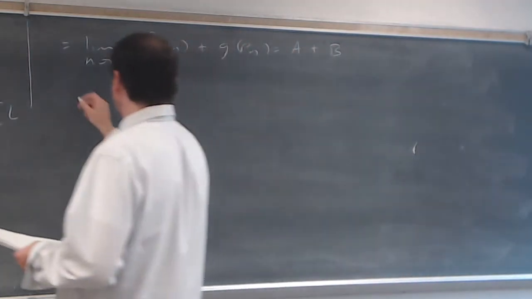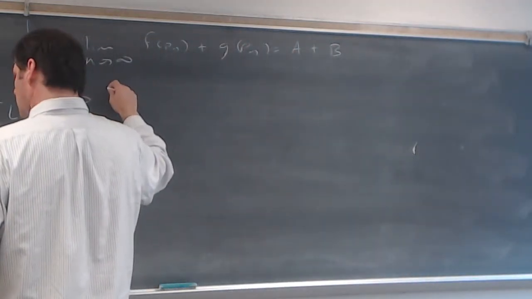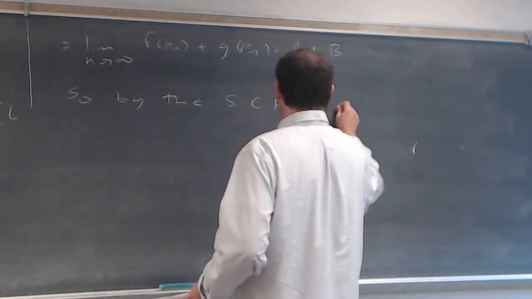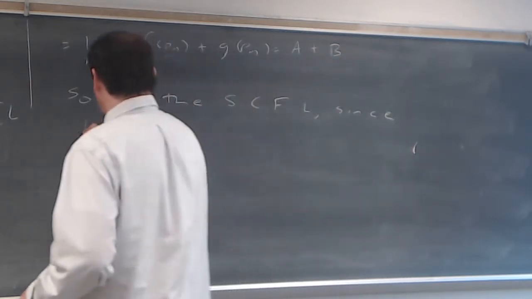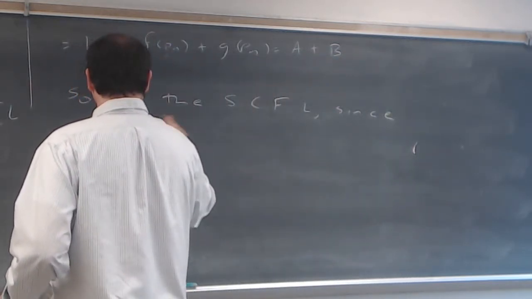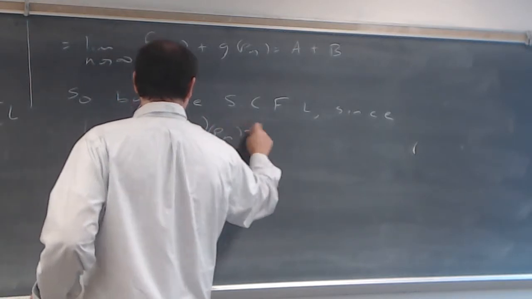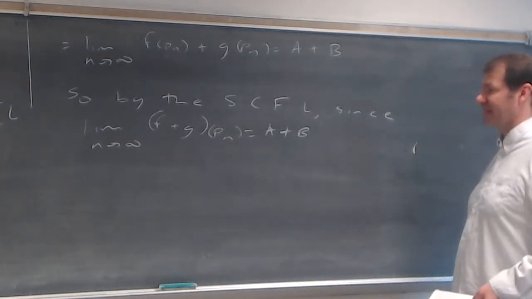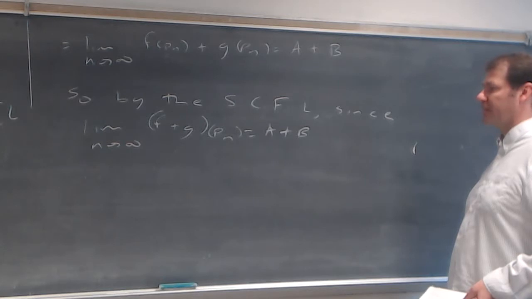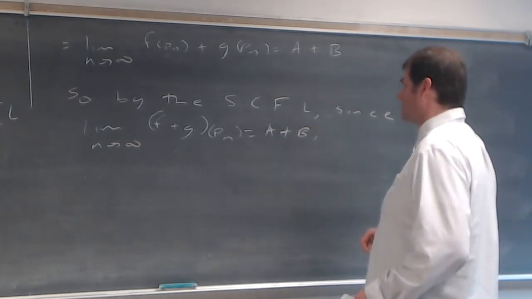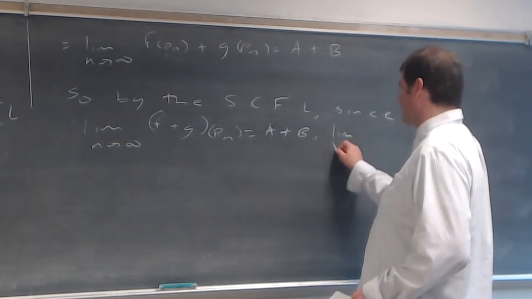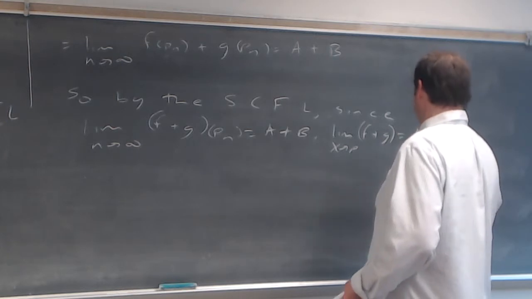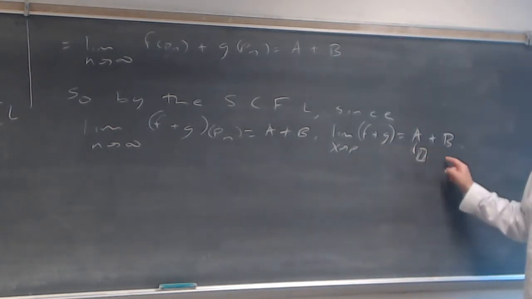So, by the sequential criterion for function limits, since the limit as n goes to infinity of f plus g of p sub n equals a plus b, where p sub n was the right type of sequence, none of its terms are equal to p, but yet it converges to p, by the sequential criterion for function limits, the limit as x goes to p of f plus g will equal a plus b. And that proves part A.